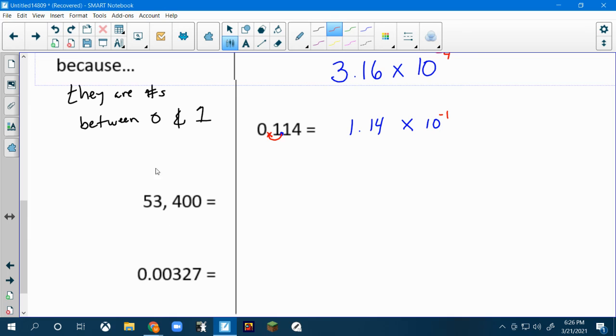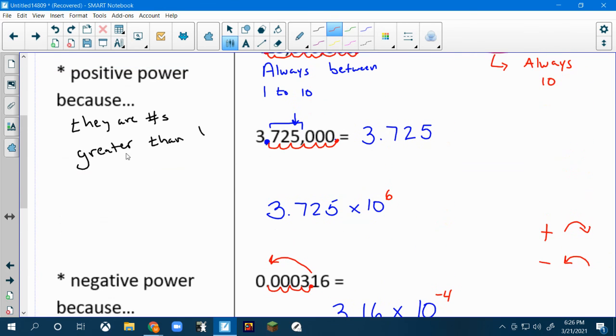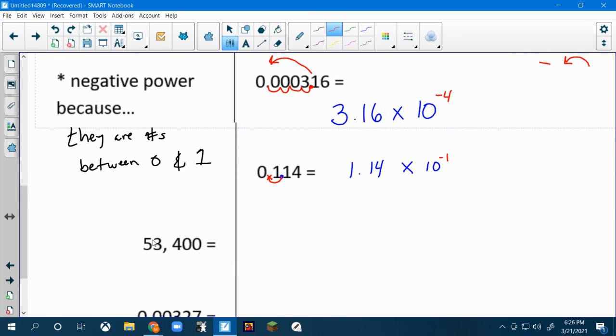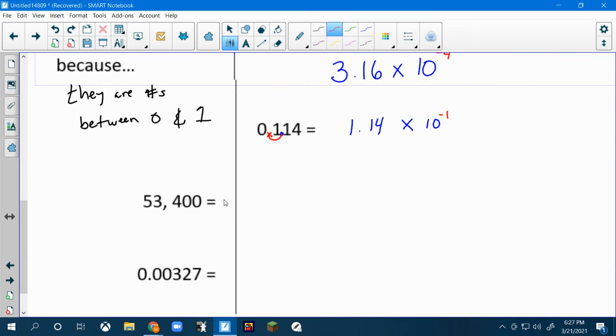So think to yourself, as I do this one, am I going to have a positive or a negative exponent? Is my number between 0 and 1? Or is this number greater than 1? Well, let's look. We're going to put our decimal here, which becomes 5.34. 4 is our last non-zero digit. Times 10 to the, it was here before, 1, 2, 3, 4. And because this number is greater than 1, it's going to be a positive exponent.